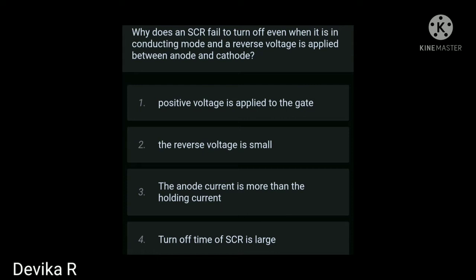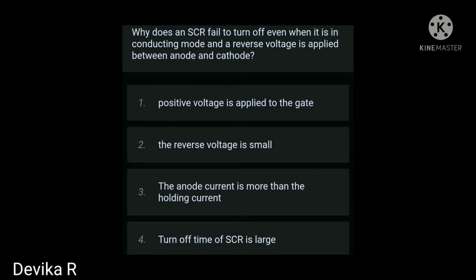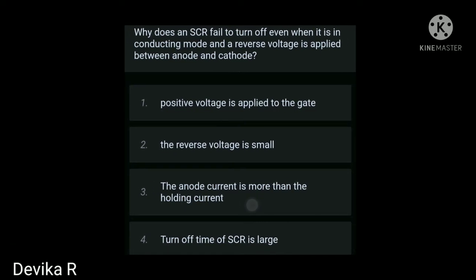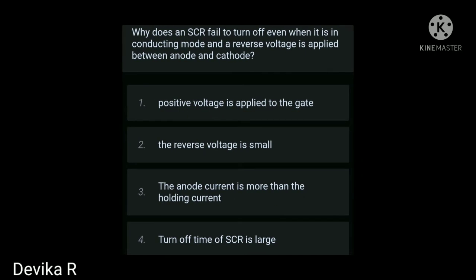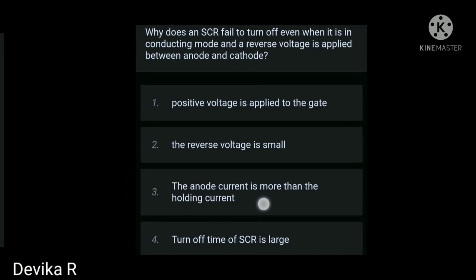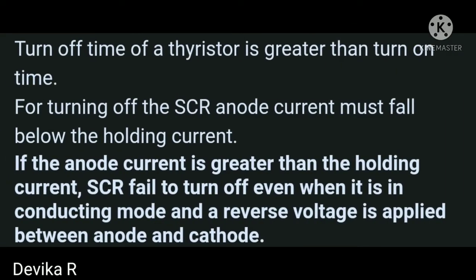Let's see the options. First one, positive voltage is applied to the gate and the reverse voltage is small and the anode current is more than the holding current and the turn off time of SCR is large. Guess the answer. The right answer was, the anode current is more than the holding current. Holding current is the turn off current. Below this current the SCR will be turned off. If it fails to turn off, it means the anode current must be more than the holding current. So the third one is the right answer. When the anode current is greater than the holding current, the SCR fails to turn off.